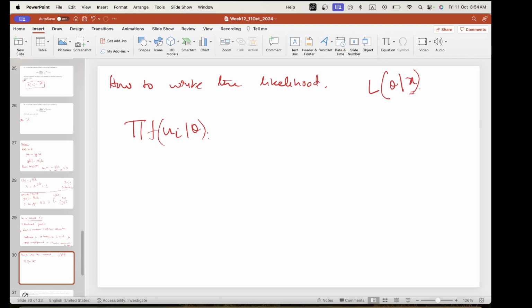Density, PMF, PDF, it's like given you have some population parameter of interest theta, what is the probability that you observe something, observe u's or x's. But for likelihood, we don't know theta. Given that you have these observations, how likely is theta to take a certain value?